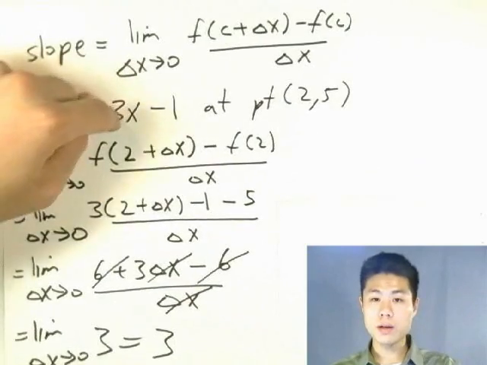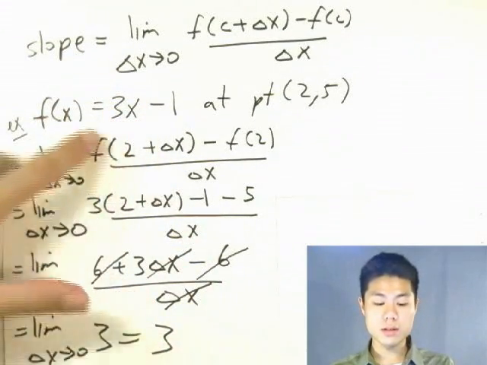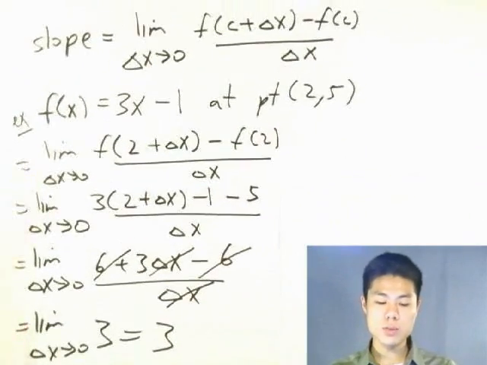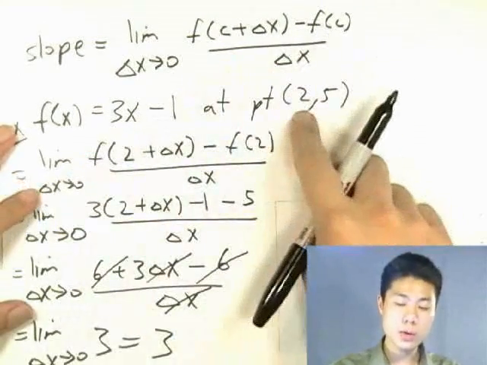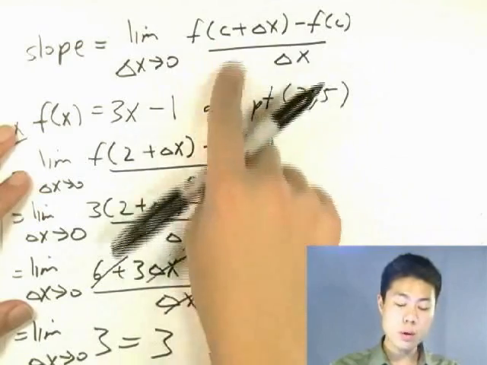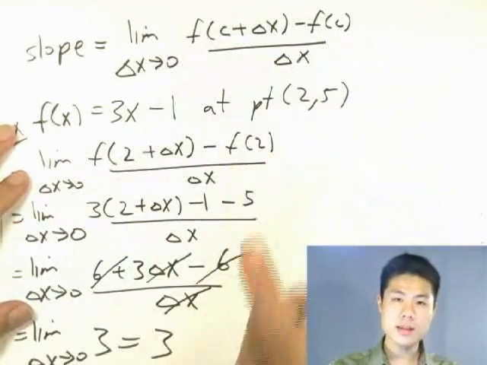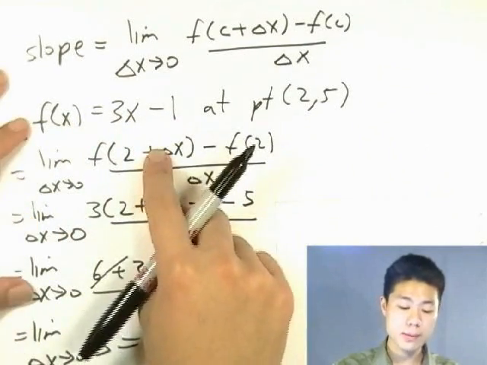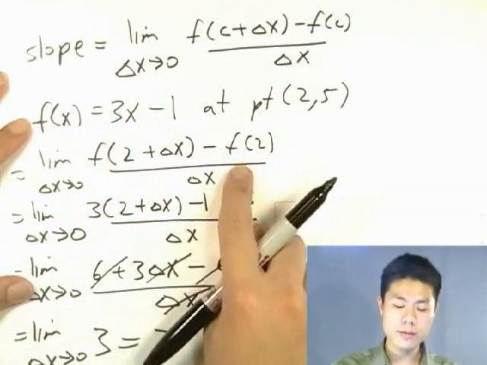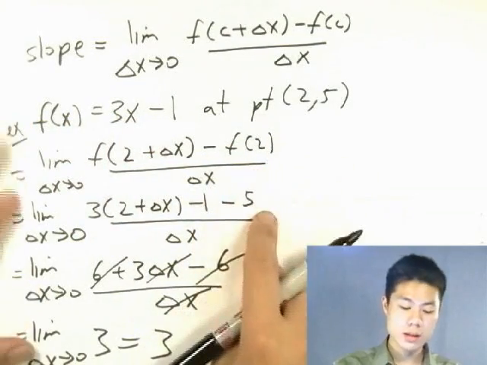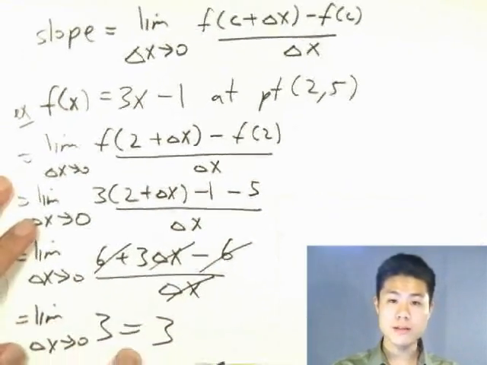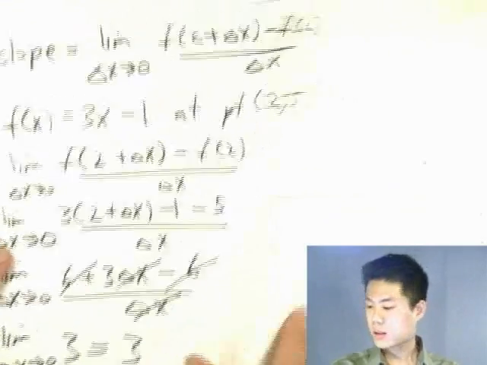So I showed you that the slope of this line at x equals 2 is equal to 3. What I did was plug x equals 2 into the formula for c. Then I replaced f with the actual formula, and I also evaluated the function at f of 2. Then I canceled out whatever I could and took the limit of a constant, which is 3. Okay, that's that. I'm going to show you now a harder example.